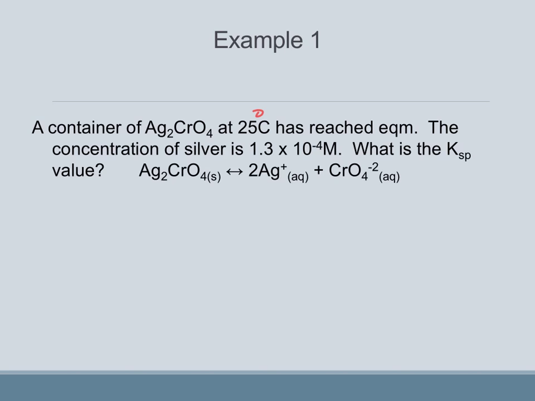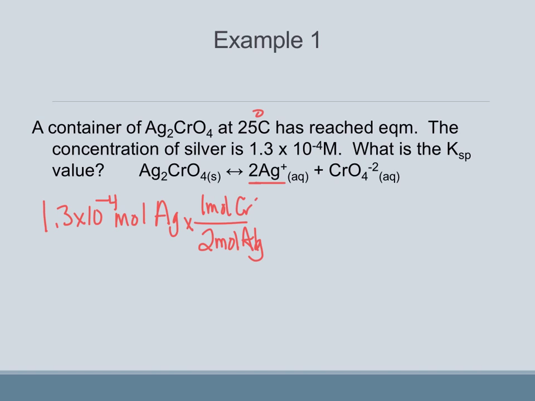Now, we have a concentration for our Ag, but we do not know what it is for CrO4. We're going to have to do some stoichiometry to solve that. We have 1.3 times 10 to the negative fourth molar, which is the number of moles per liter. We're going to assume that it's 1 liter of Ag. Using my stoichiometry, I see that I have 2 moles of Ag for every 1 mole of the CrO4 2 minus. That would get me an answer for the concentration of 6.5 times 10 to the negative 5, our number of moles of the chromate ion.